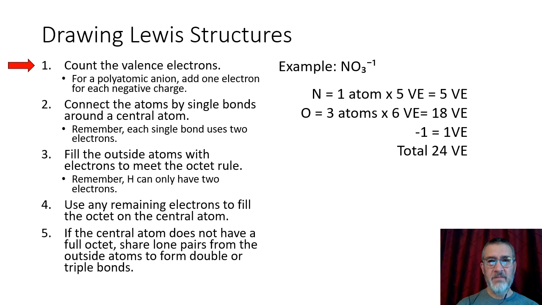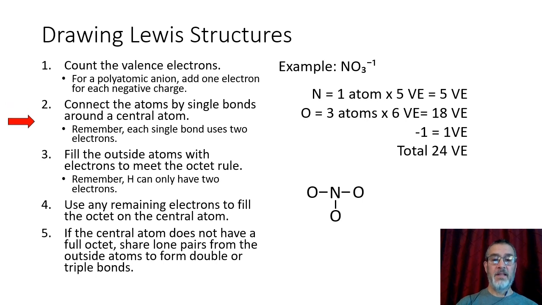Hint, if you're counting valence electrons and you get an odd number, you know that something is wrong because you're always going to have the electrons in pairs. So now I'm going to connect the atoms by single bonds around a central atom. So let's put a nitrogen in the middle of 3 oxygens. So now I've used 2, 4, 6 out of my total 24 electrons. That means I have 18 electrons left.